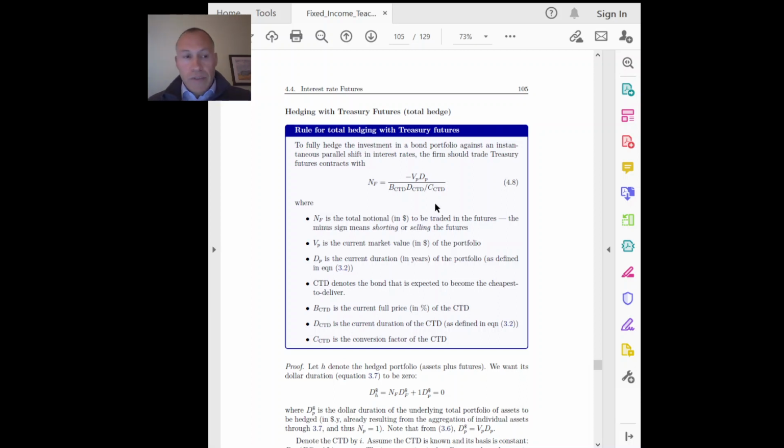Now we will see how we can use treasury futures to manage interest rate risk. So the idea is that we are managing a portfolio of bonds. We expect interest rates to change in the future, and we may want to adjust the duration of the portfolio. So we are going to add these treasury bond futures to our portfolio in order to achieve the duration that we want. Okay.